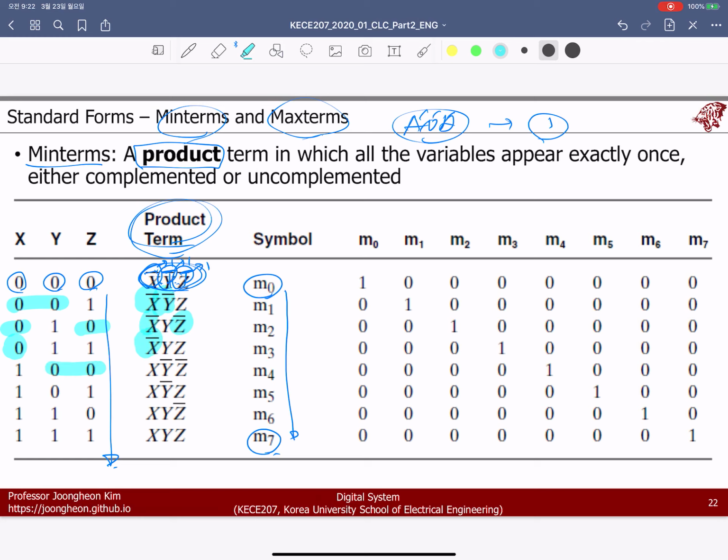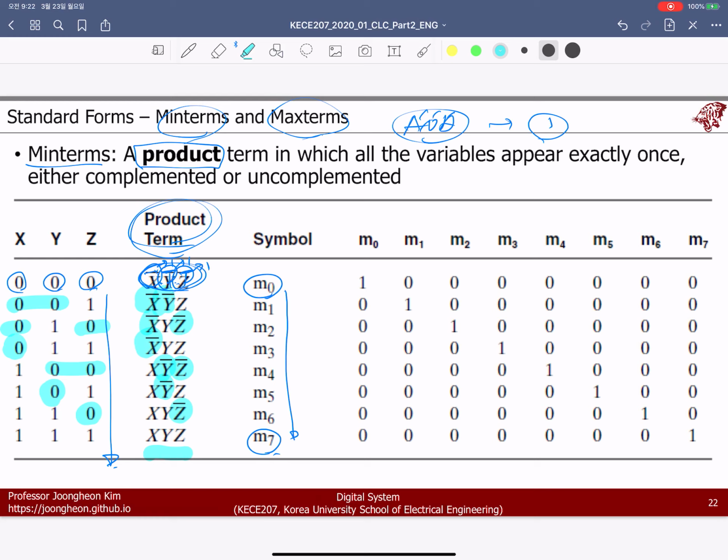For the next case, Y and G are 0s. That's why we need complement for Y and G. For the next, we have 0 only in Y. That's why we need complement of Y. For the next, we need complement for G. That's why we have this one. Lastly, every single value is 1. That's why we don't need complement in this case. That's why we only have X, Y, and G in the last case.